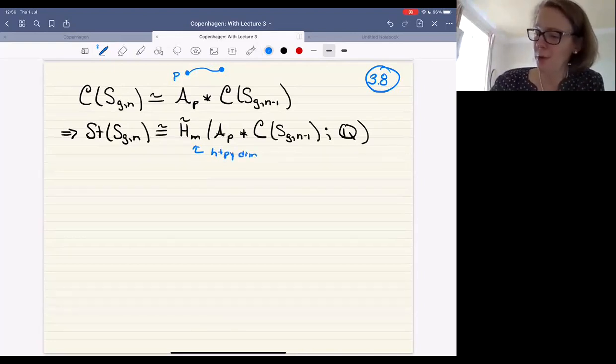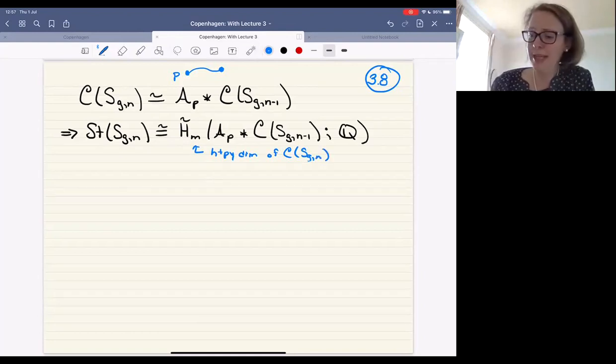This is the homotopy dimension of the curve complex of S_{g,n}. And so the Steinberg module, by definition, is this reduced homology group. And that, maybe I'll just write this down. This is 2g minus 3 plus n. I hope that's right. You can check me on that.